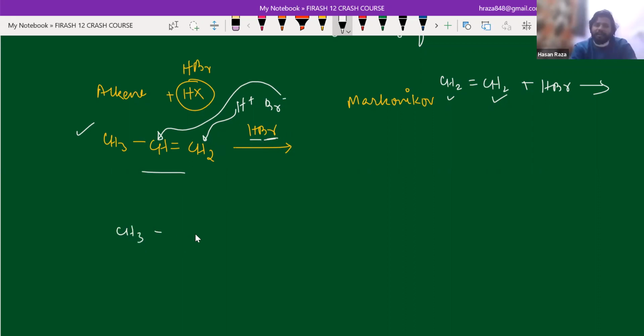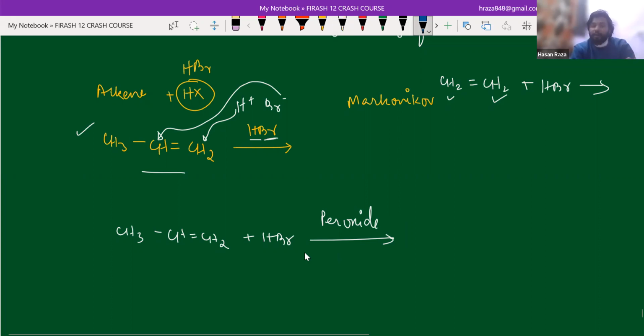And if it is written as CH3-CH=CH2, and you add HBr in the presence of peroxide, or if peroxide is written there, then it will be treated as anti-Markovnikov. Are you getting my point? Either peroxide is written or in presence of peroxide is written, then anti-Markovnikov will apply.